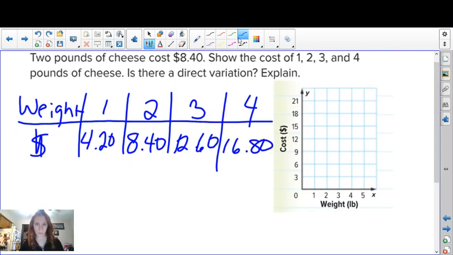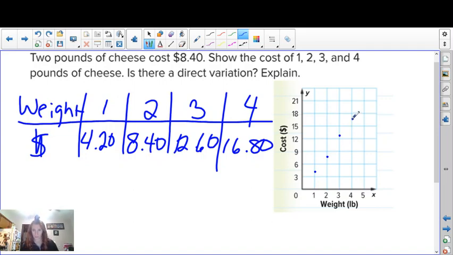And then we're going to graph it. So 1 pound is $4.20. 2 is $8.40. 3 is $12.60. And 4 pounds is $16.80.